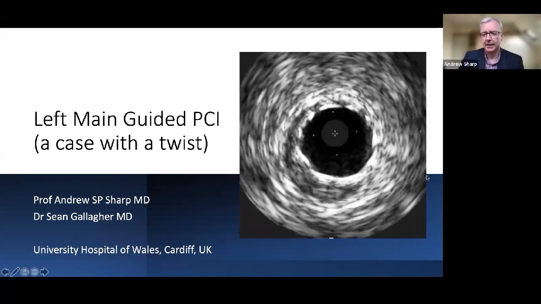We're doing a left main case today, and it's one we've recorded previously and put into a box and edited. So we're going to talk through the case as we go. We're also going to give a little bit of background on how we use IVUS in the left main, what we're trying to achieve, as well as showing the video of the live case that we did that was very interesting. And you'll see the twist as we go along.